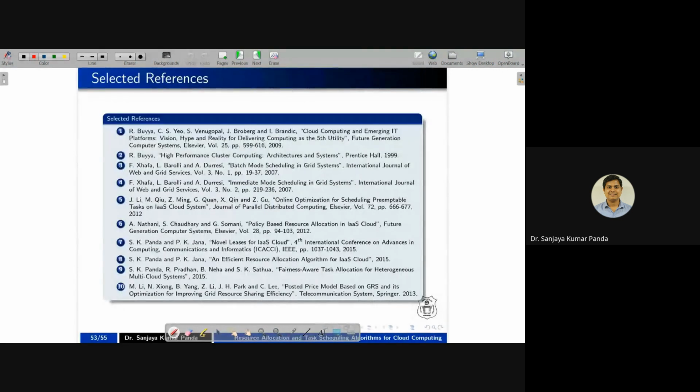You can refer to these papers, which are related to this particular resource allocation and task scheduling problem.